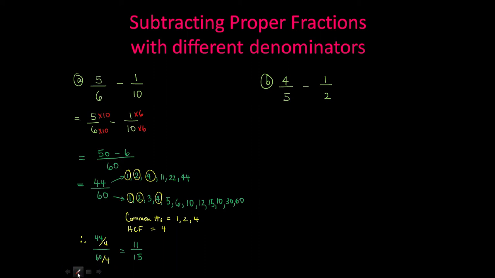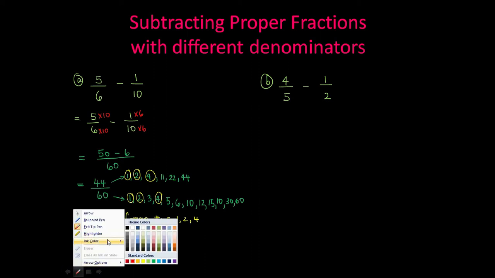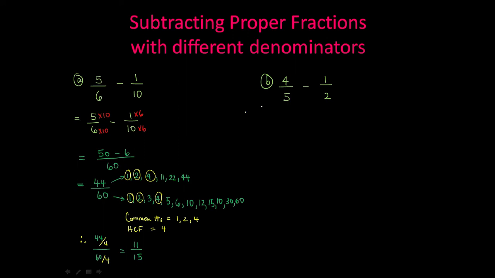Okay, so let's try 4/5 minus a half. That shouldn't be bad. If you look at this, you have 5 over here and 2 here. So we just multiply 5 by 2 and 4 by 2, and 2 by 5 and 1 by 5. So we're just multiplying each side by each other's denominators.